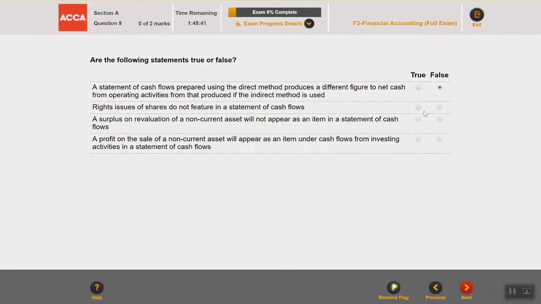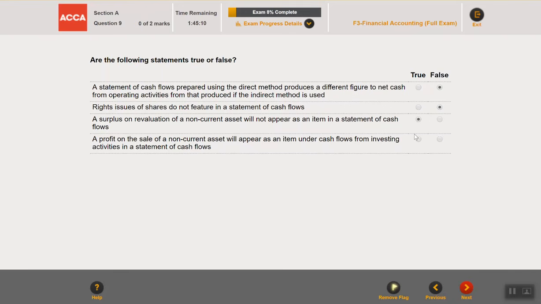Rights issue of shares do not feature in statement of cash flow. Rights issue is shares issued at a discount, but there is cash involved. So this is false. A surplus on revaluation of non-current asset will not appear as an item in statement of cash flow. Yes, surplus on revaluation does not appear directly in statement of cash flow. It is adjusted in calculating purchase of non-current asset, but it doesn't come directly.